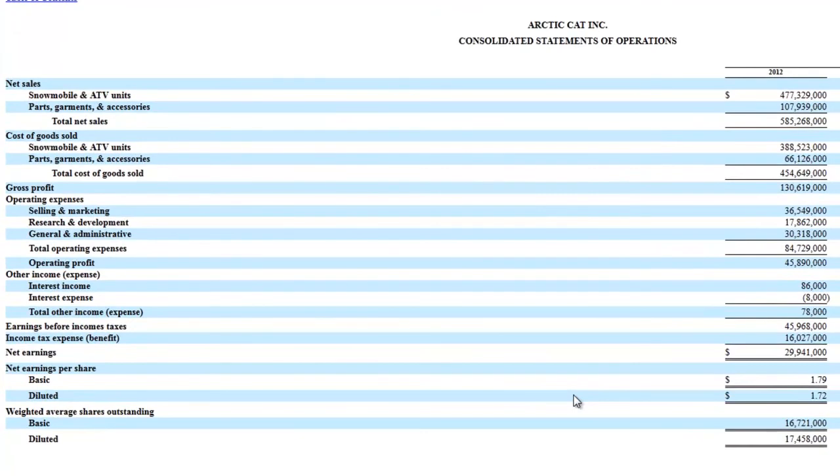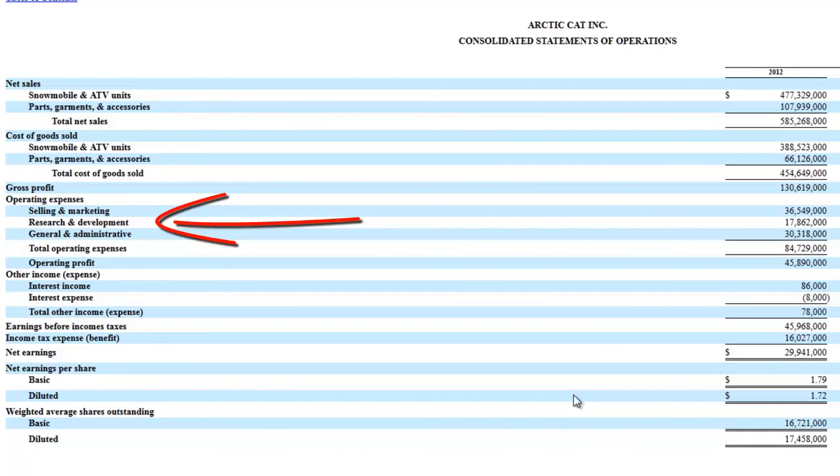Research and development. Research and development expenses involve spending money to create new products and improve existing products. Arcticat's research and development expenses consist of activities required to develop new snowmobile and ATV models and improve existing models. Especially for companies that are involved in selling products, spending on research and development is extremely important. For example, can you imagine what would happen if Apple stopped spending money on research and development? Well, competitors would catch up and the current products that Apple sells would become obsolete, and eventually the entire company would go out of existence.